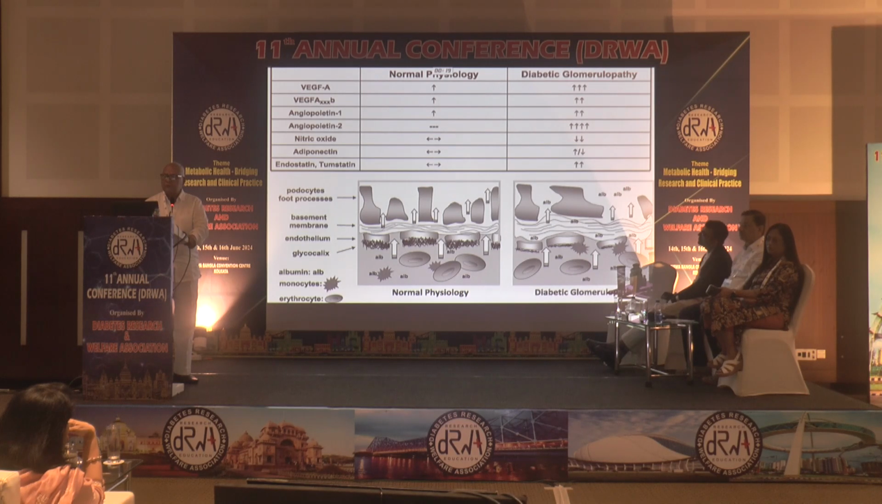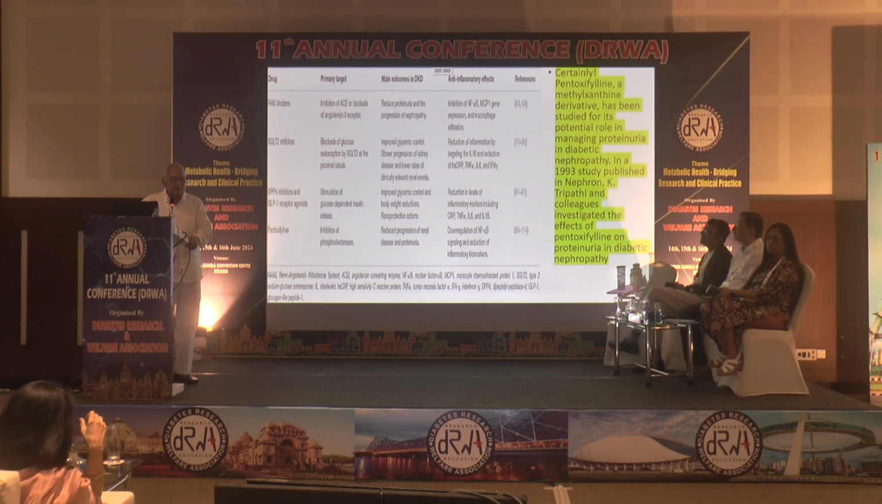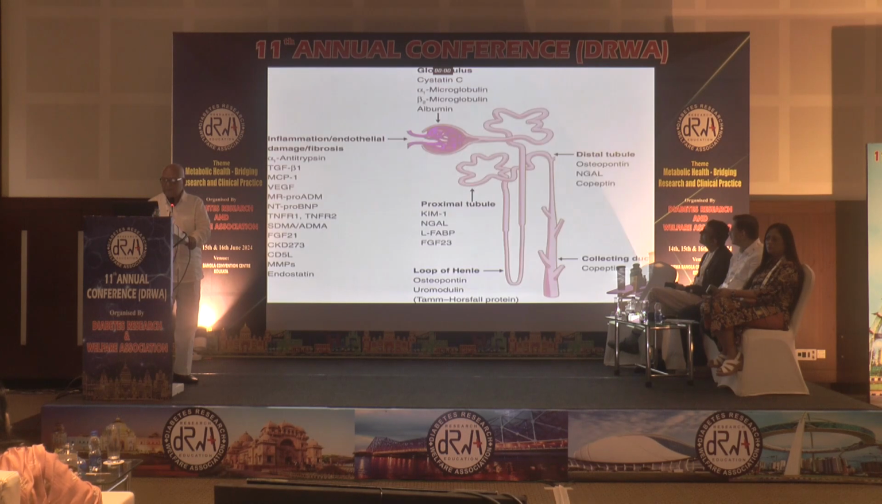So in normal physiology, you have these factors which are upregulated: endothelial distress factor, angiopoietin, nitric oxide. In diabetic glomerulopathy, they all get upregulated, and some of them get downregulated. I just quote this: long back, in 1993, I published an article in Nephron in which pentoxifylline was used. Even today this has relevance. And these are the molecules acting in different ways, looking at RBC rheology, at fibrin, at filtration.